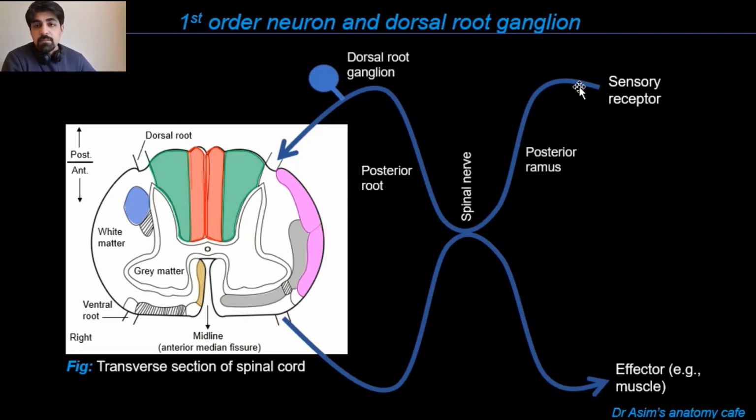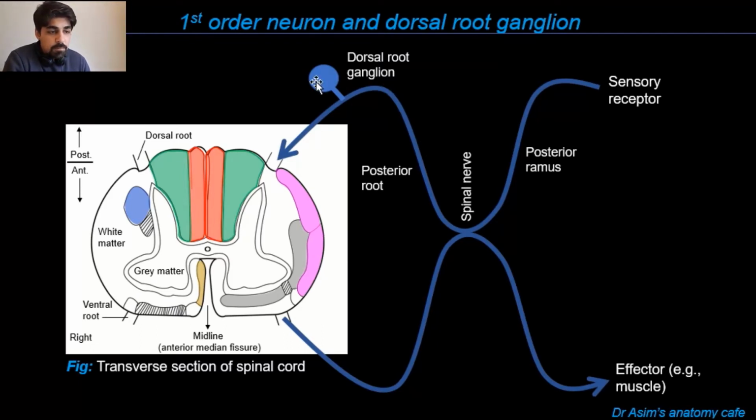So if, let's say, the sensory information is being brought in from the posterior body wall, then the sensory neuron might be traveling through the posterior ramus. However, if the sensory information, let's say, is being brought in by our limbs or the anterior part of the body, then it would be traveling through the anterior ramus. Irrespective of the ramus through which the first order neuron or its dendrites are traveling, they will reach and pass through the spinal nerve, but from here onward the first order neuron is going to pass through the posterior root, which is purely sensory.